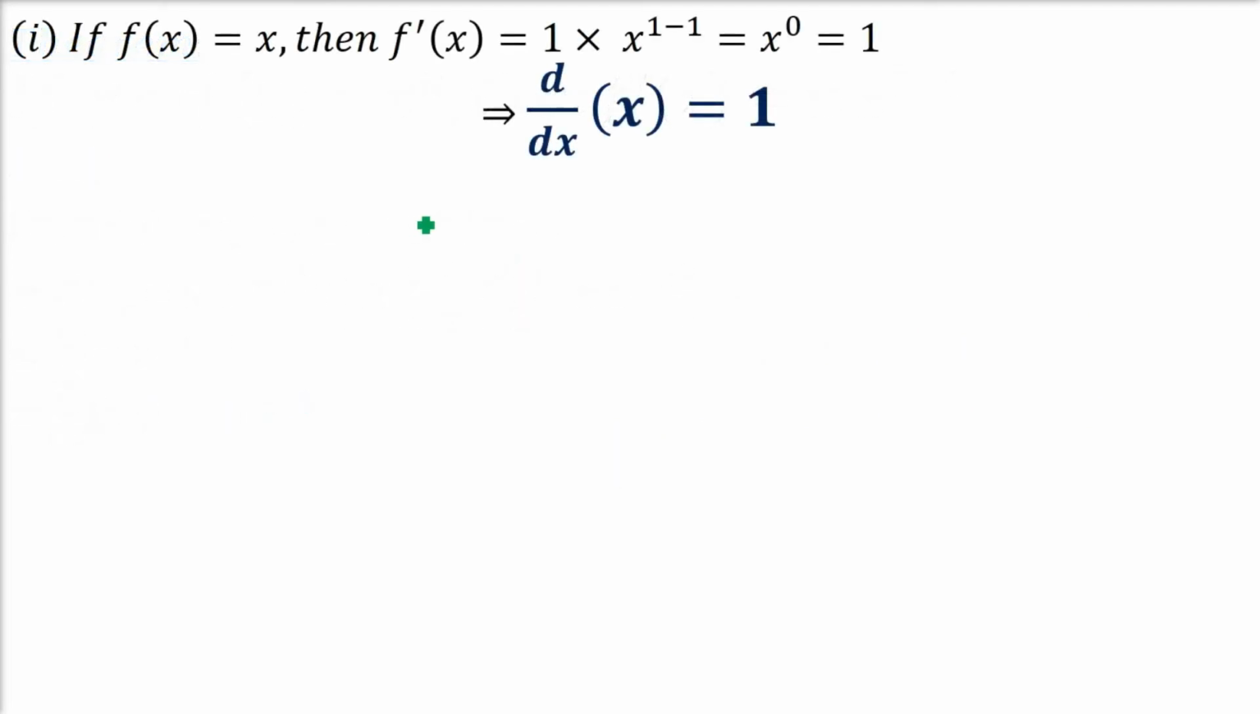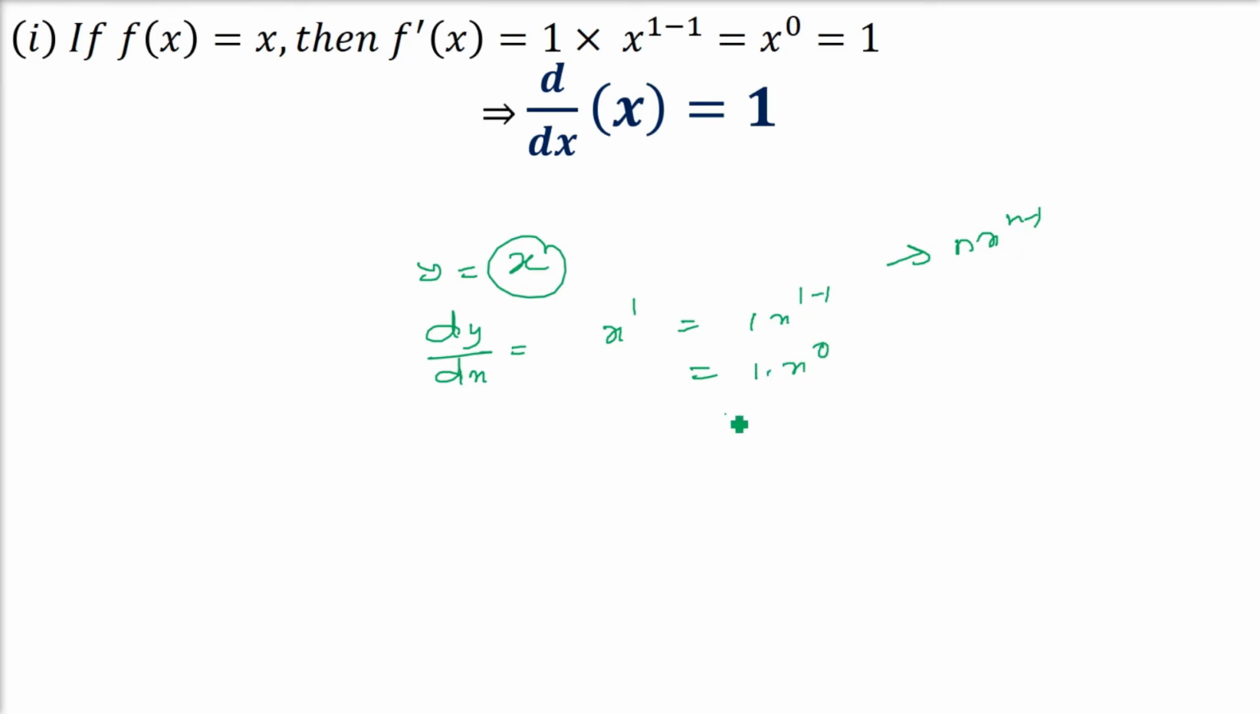For example, you want to find out the differentiation of, say, x. So y is x, the function. dy by dx is what? x, you can write it as x to the power 1. So it is equivalent to x to the power n. n is 1 here. So 1 times x to the power 1 minus 1, that is x to the power n minus 1. n is 1 here. So you get x to the power 0. It is going to come as 1. So the differentiation of simple x is 1.